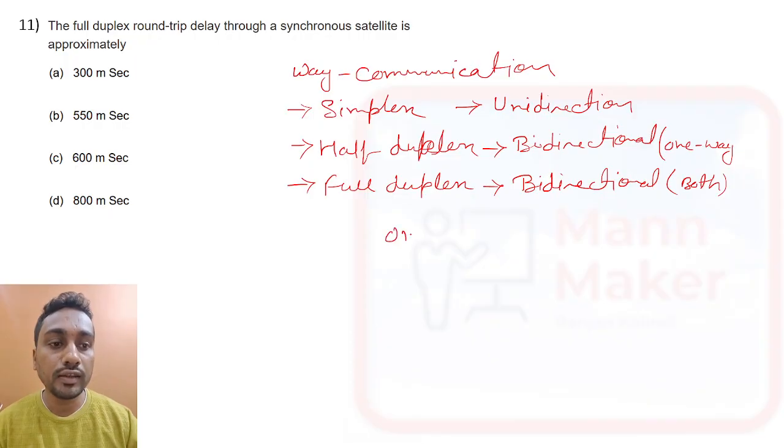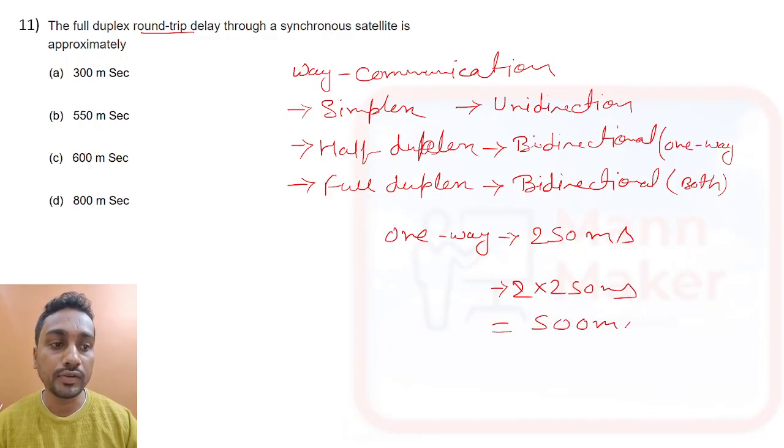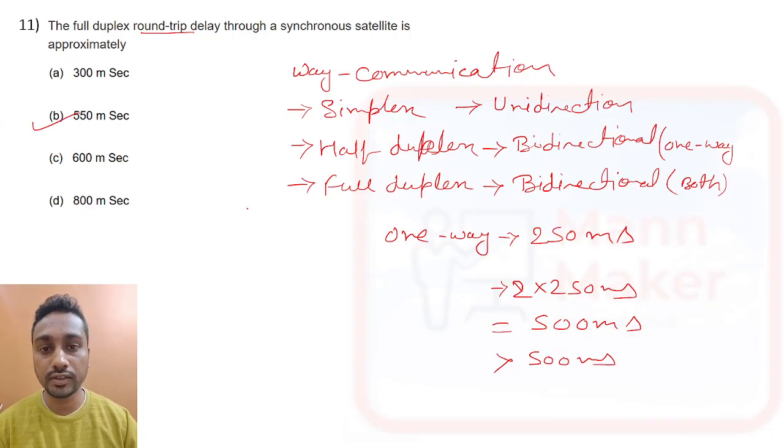Okay, so if we see the one way communication, means one side communication, that time the delay is around 250 millisecond. Okay, so here we are talking about round trip, means both side, if we take, then it will be around twice of one side. Okay, 250 millisecond, that is equal to 500 millisecond, or generally we are considering greater than 500 millisecond. Okay, so this is option B. If you see option B, 550 millisecond, so we can consider 550 millisecond is the answer.